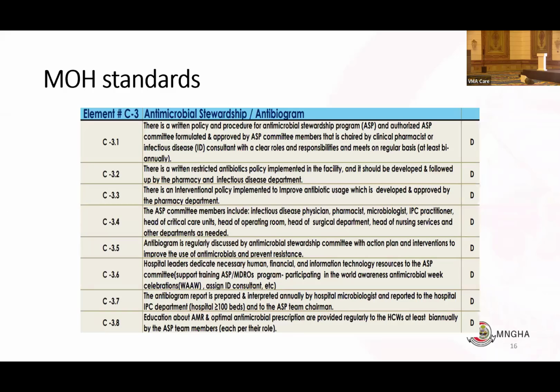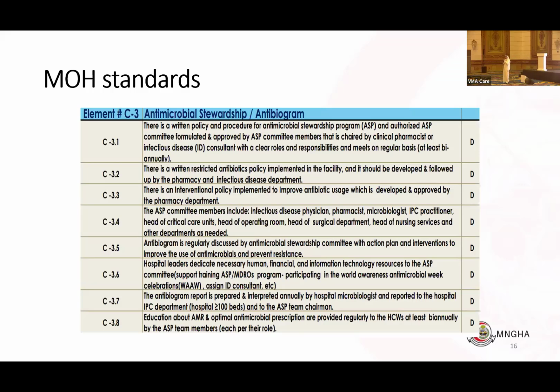So this is a good opportunity to discuss the standard with the administration, especially when it's not met, because we are lacking an antibiotic stewardship program. The MOH focuses on infection control, not on ASP. Again, there is a written policy and procedure for antimicrobials. This means a document. They want to see a document that there is an authorized ASP committee, shared by a clinical pharmacist or infectious disease consultant, with clear roles and responsibilities, and that it meets on a regular basis.